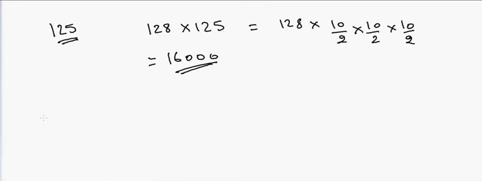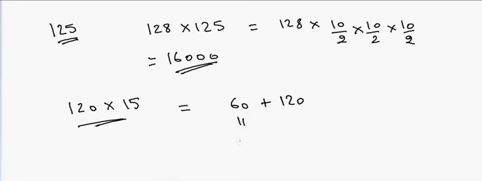Now let's do another thing. If we have to multiply 120 by 15, how will I do that? In that case, what I'll do is I'll take half of 120. Half of 120 is 60, and then I'll add that to 120. So this is equal to 180. Then I put one more 0, so that's my answer.